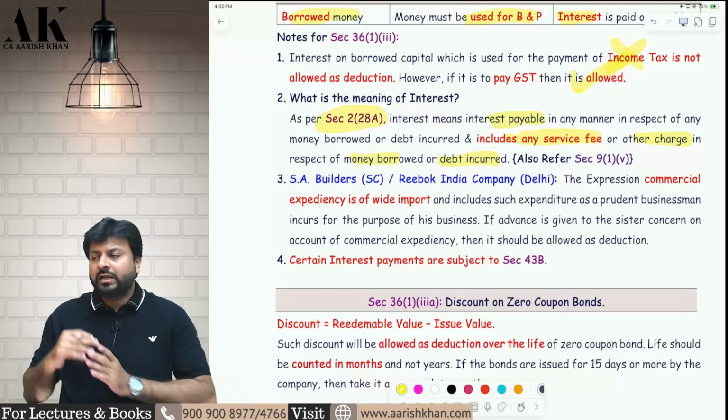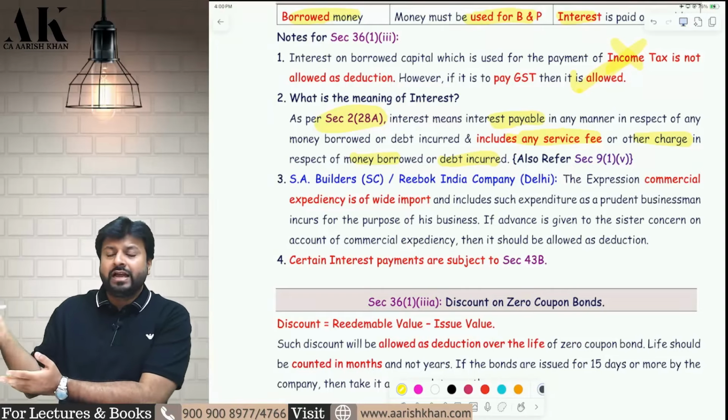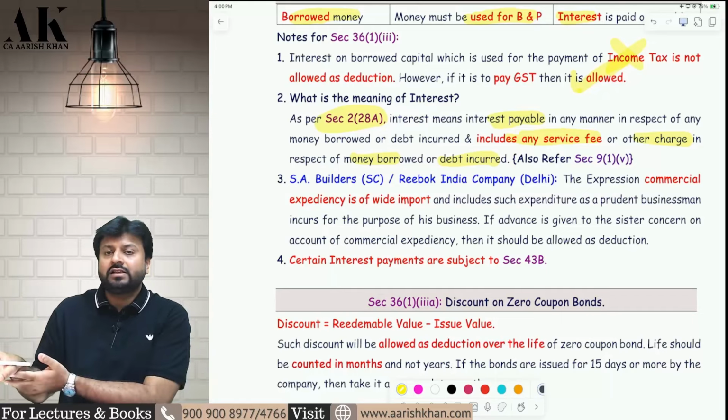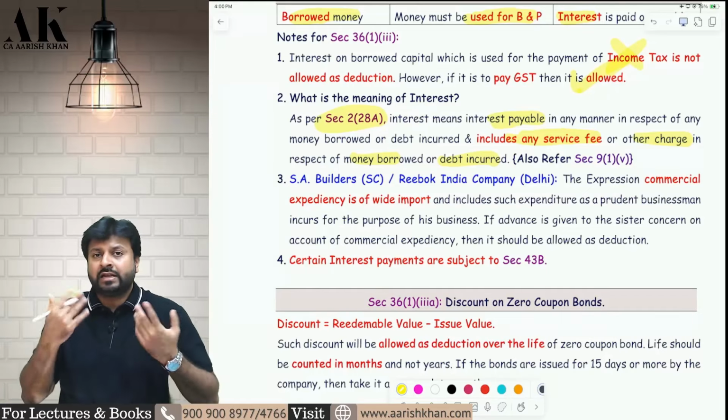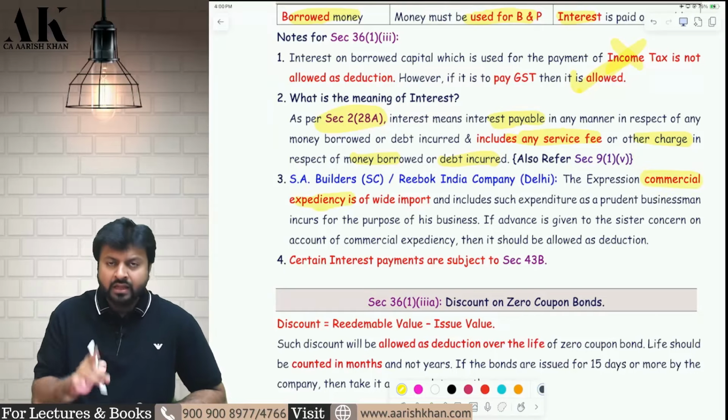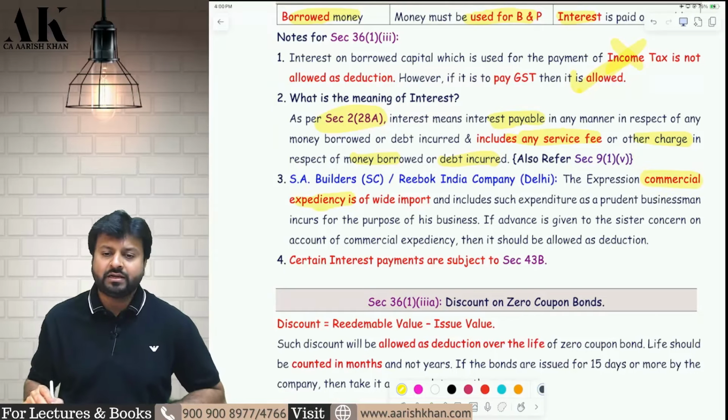If I have taken a loan and given that loan to my sister concern, and if my sister concern is using that loan for the purpose of business and profession, then it should be allowed as deduction. If the sister concern is using it for the personal benefit of the directors, then it will be disallowed in my hand. You have to look into the commercial expediency of the transaction as per the Supreme Court judgment of SA Builders and Delhi High Court judgment of Reebok India Limited. I hope it is clear to all of you.